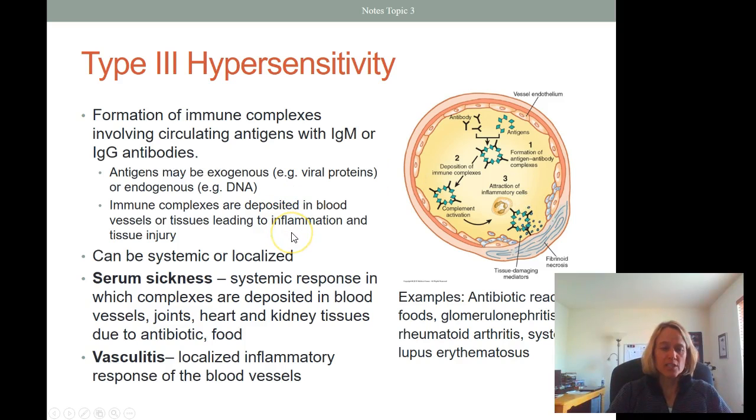Now, these reactions can be systemic or localized. Vasculitis is a localized inflammatory response in blood vessels, and serum sickness is the term used to describe this systemic response, in which we get complexes deposited in blood vessels throughout the body, such as we would see with lupus.